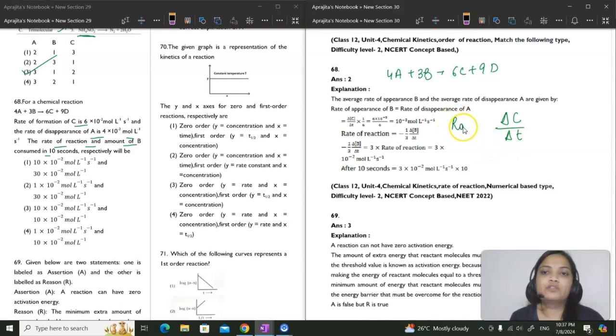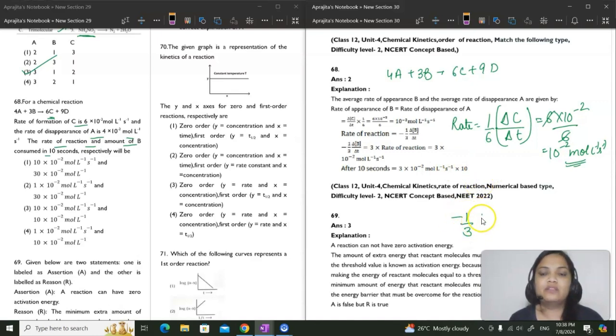Now the rate of reaction, students, will be 1 by 6 into delta C upon delta t, because 1 by 6 is the coefficient here. So I will write the value 6 into 10 to the power minus 2 upon 6. It will come out to be 10 to the power minus 2 mole per liter per second. So this is the rate of reaction. Now we have to find the rate of disappearance of B, and the amount of B consumed in 10 seconds. So the rate of reaction will be minus 1 by 3 delta B upon delta t.